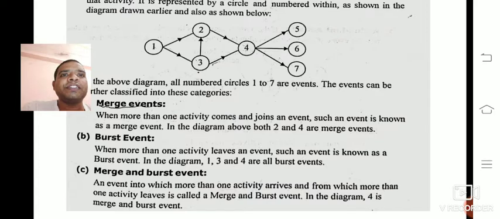Merge and burst event. Here an event into which more than one activity arrives, and from which more than one activity leaves, is called a merge and burst event. In the diagram, that is 4. More than one activity, 2 and 3, are coming at 4, and 5, 6, 7 are leaving at 4, so 4 is the merge and burst event.